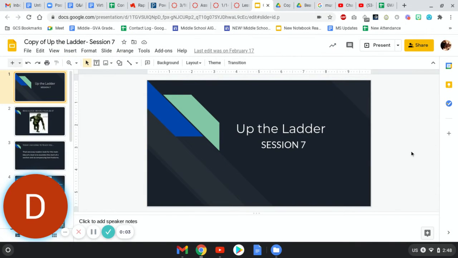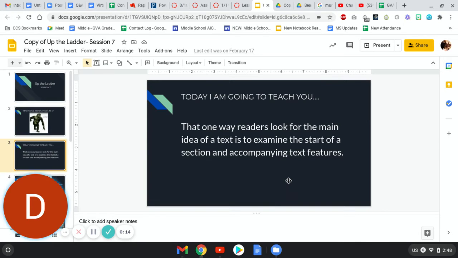Today we're going to be working on Up the Ladder, session 4. We're going to be focusing on central and main idea. So we're going to teach you today that one way readers look for the main idea of a text is to examine the start of a section and then the accompanying text features.